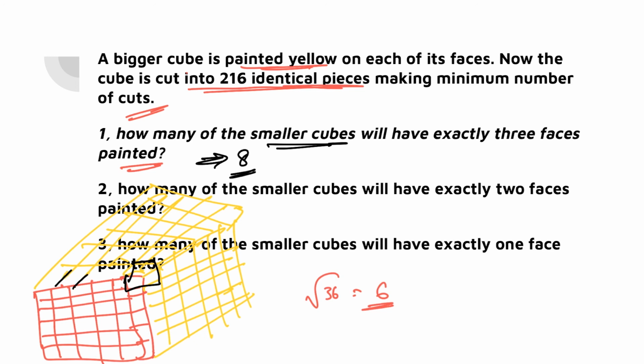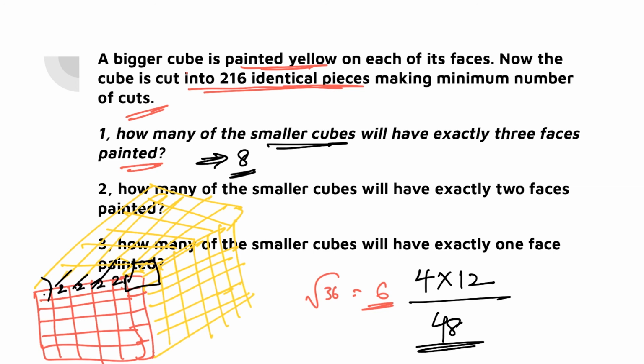So you can see here, the corner will be 3 and the top, this will be 2. So on one edge we have 4 cubes with 2 faces painted. So in a dice, totally we have 12 edges. And therefore, 48 cubes will be painted on 2 faces.